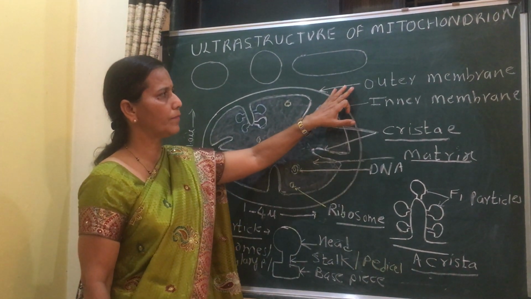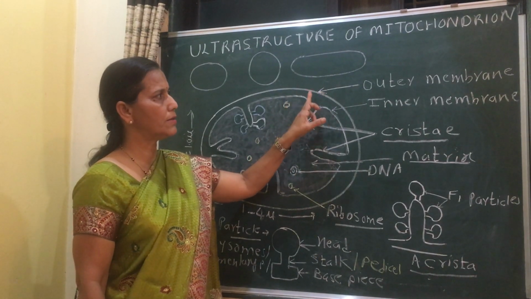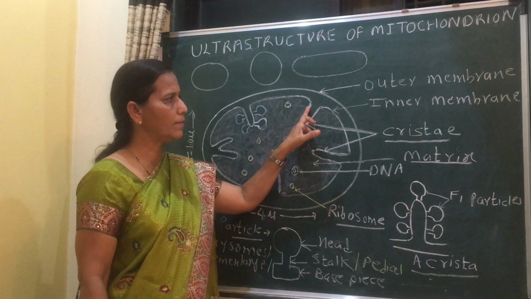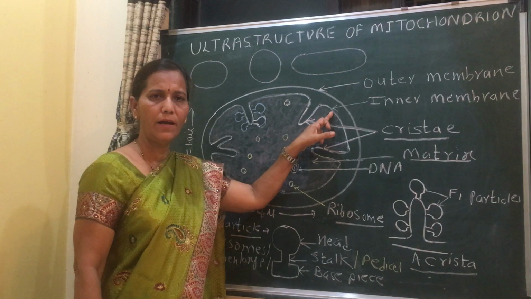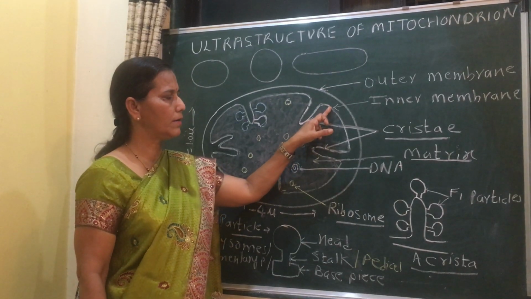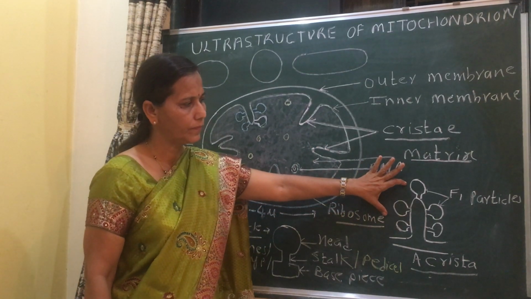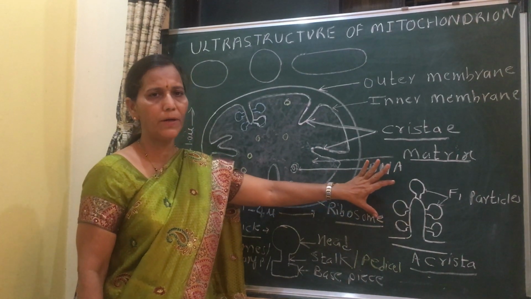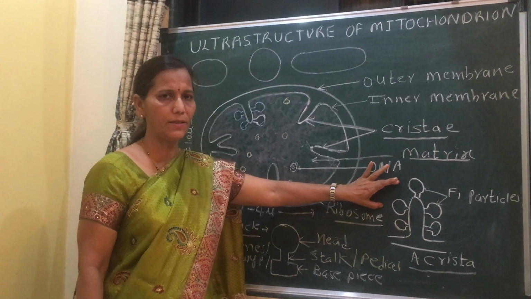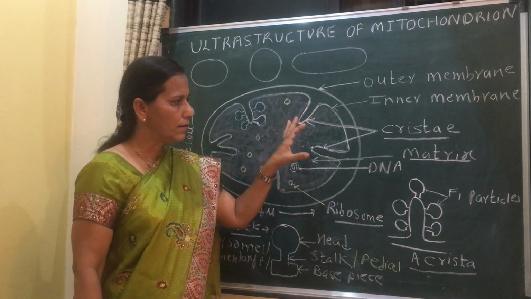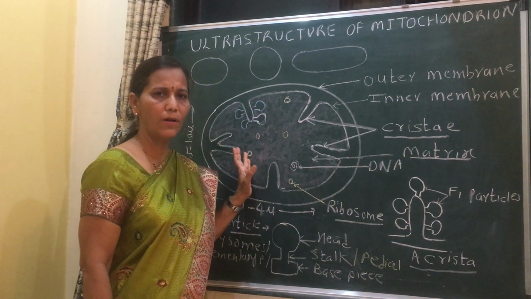The outer membrane consists of porin and allows substances to enter the mitochondria. The inner membrane, like a plasma membrane, is a semi-permeable membrane. The F1 particles contain different electron carriers and enzymes required for ATP synthesis. The matrix contains different enzymes required for the Krebs cycle.